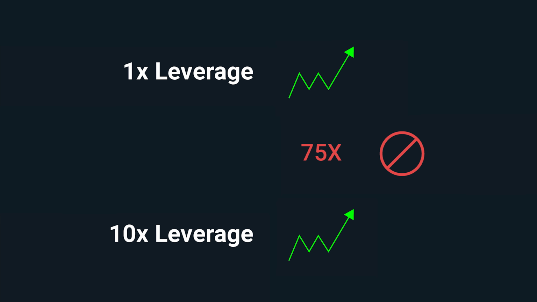It is noteworthy that there is no difference between opening positions with $10 and 10x leverage or $100 and 1x leverage. So in large margins, you better not use high leverages.